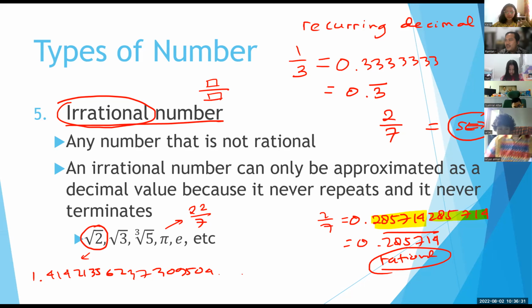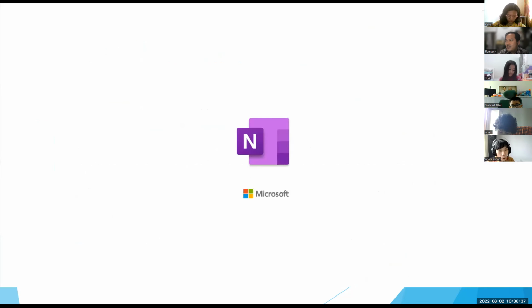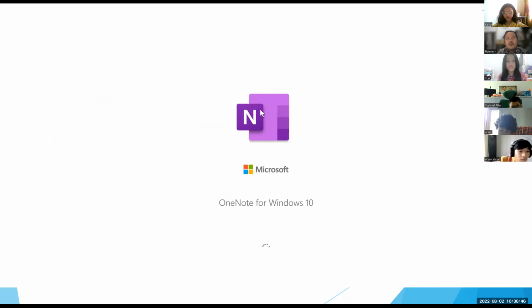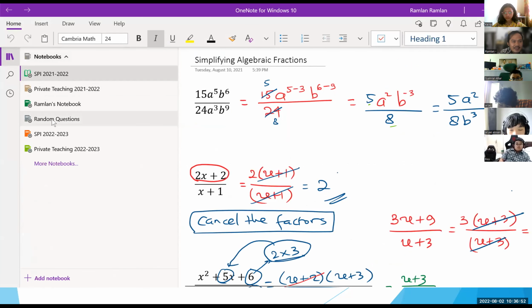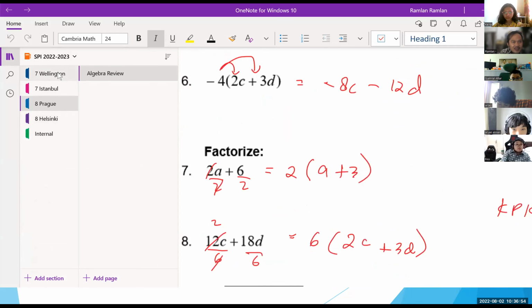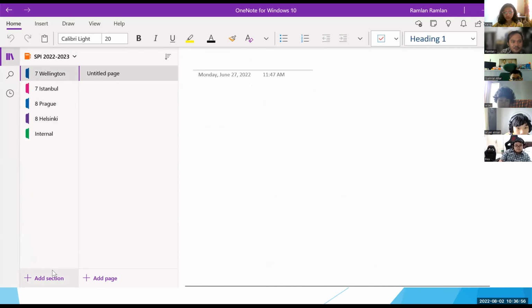Okay, let me open my OneNote. Okay, wait a moment guys, I'll open OneNote first. Okay, so we're going to discuss that. It's very interesting actually. When you are in elementary school, you say pi is 3.14, or you can say that it is 22 over 7. Okay, here we go. I'm going to add types of number.